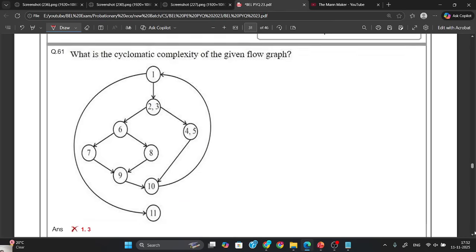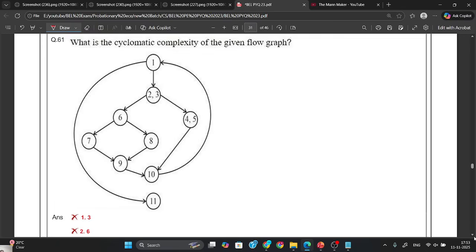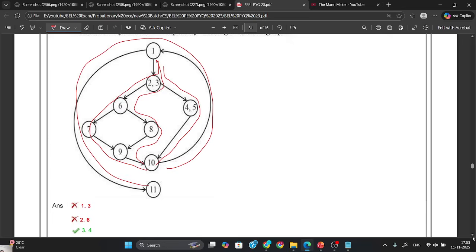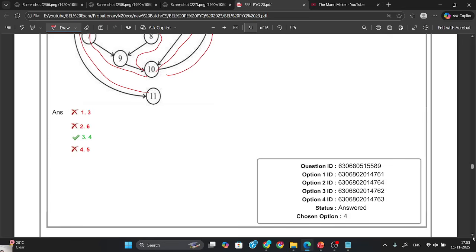Okay. Now here, what is the cyclomatic complexity of a given flow graph? Okay, so how much will it be? It will be 4, I think. First one will go like this. Okay, then we have this one. Then we have this one. Okay, then we have this one also. Okay, so total 4 is there. So 4 is your correct answer.